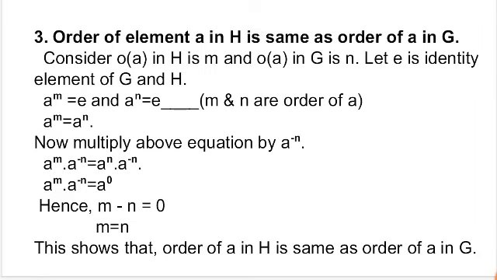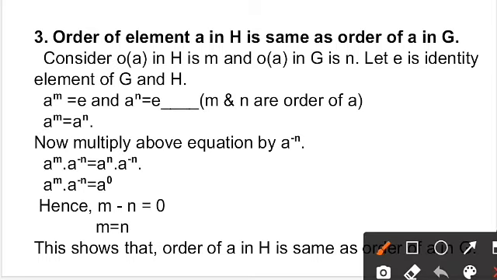In the third part, we have said that the order of element A in H is the same as the order of A in G. In short, the order of any element is the same in a group as well as a subgroup. So let's see how. So we consider the order of A in H is M, and the order of A in G is N. We are considering two different orders of the same element in group and subgroup, and later we will prove that these two different orders are not different but they are equal, that is we will show that M is equal to N.